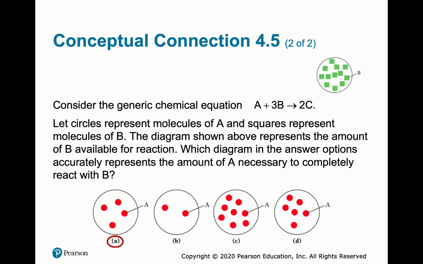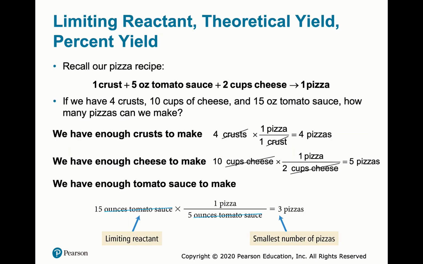So, and that's what we got for there. So you got to count that and then apply the 3-to-1 ratio. So there's 12 molecules of B, and there's a 3-to-1 ratio. So then that means you need 12 divided by 3, or 4.